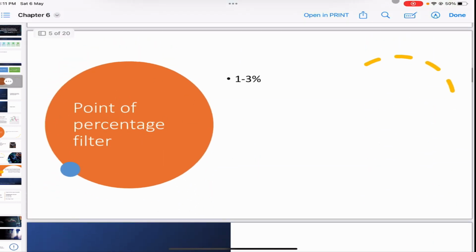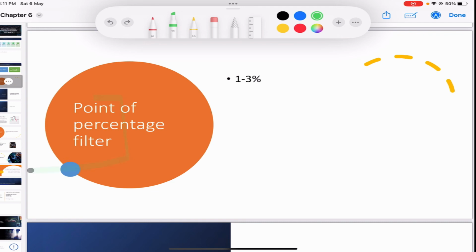Now this is my second filter, which is the point or percentage filter. What do you understand by the point or percentage filter? Usually what happens is, if my stock broke out of this zone and it just broke out this much, it can be a false breakout and my stock can just come back into the zone again, because this is a very small percentage of a breakout. This does not really signify something. It's not a proper breakout.